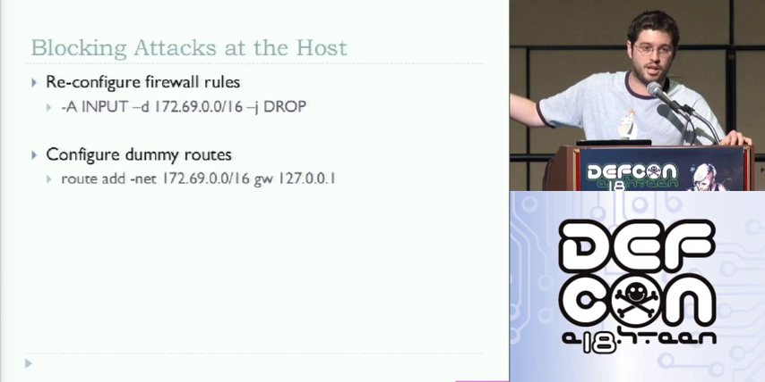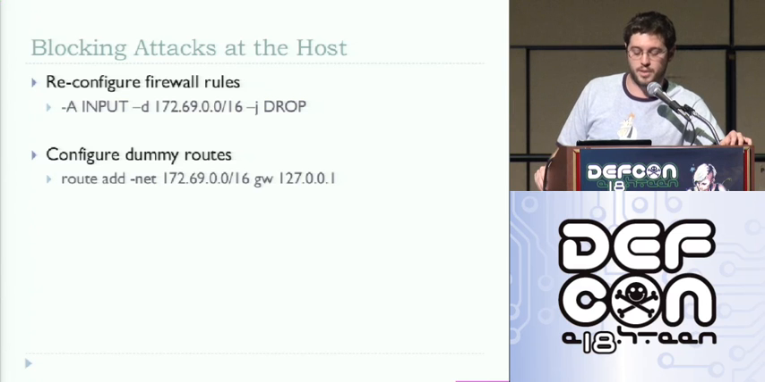Or you can configure dummy routes. Anything going to your public IP, route it to your loopback address. The downside to this is you have to do it for every single device on your network and every single device that will ever connect to your network in the future. That includes your friend's iPad when he comes over.